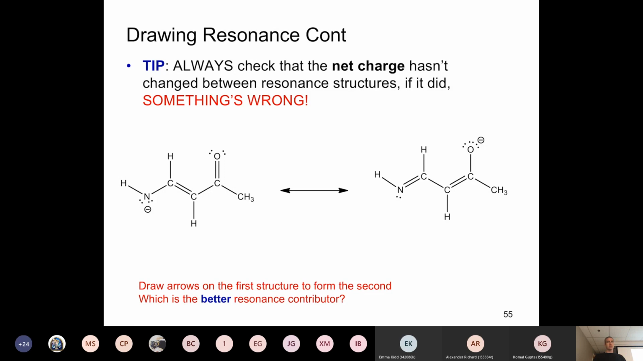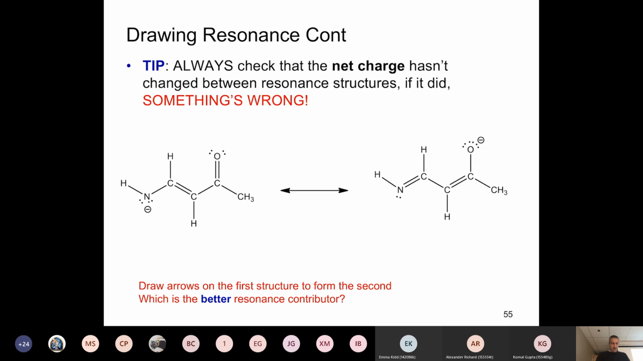So here's an example. These are two compounds. Well, it's not two compounds. This is one compound with two resonance structures. And the first thing we want to do here is use curly arrows to show how you get from the left structure to the right. So we're going to break this down.